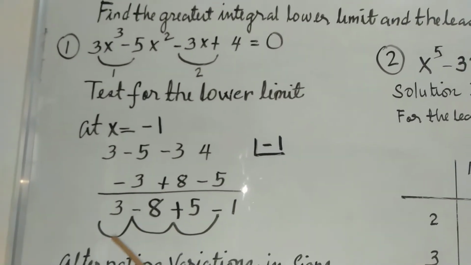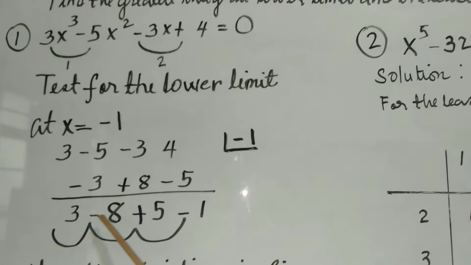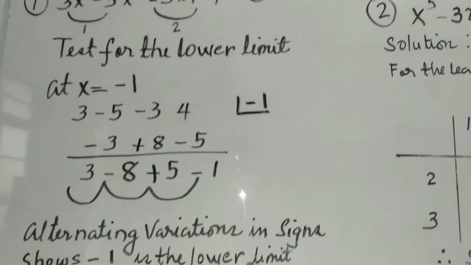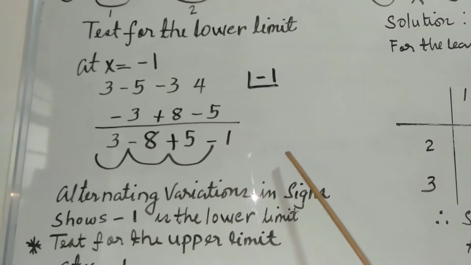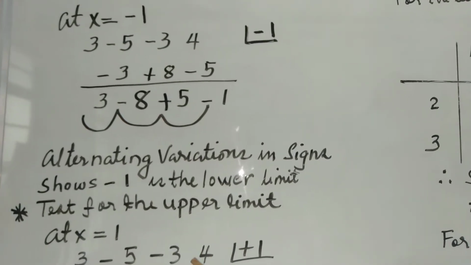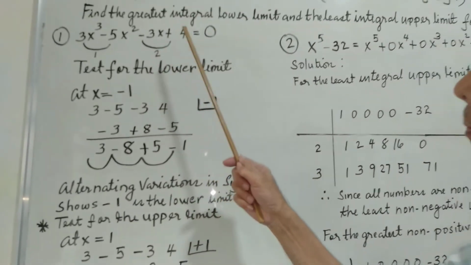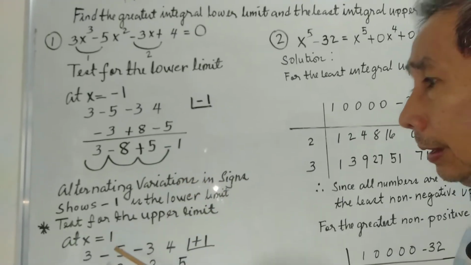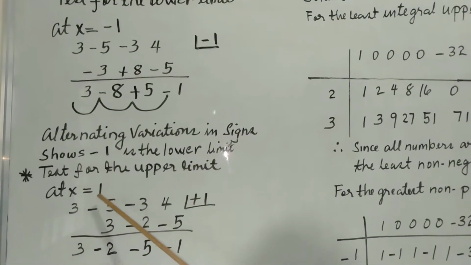So if we inspect again the change in sign, 1, 2, and 3. So the alternating variation in sign shows that -1 is the lower limit for the roots of the equation. Now we're going to test for the upper limit. Since we expect two positive and one negative, we first begin with x is equal to +1.